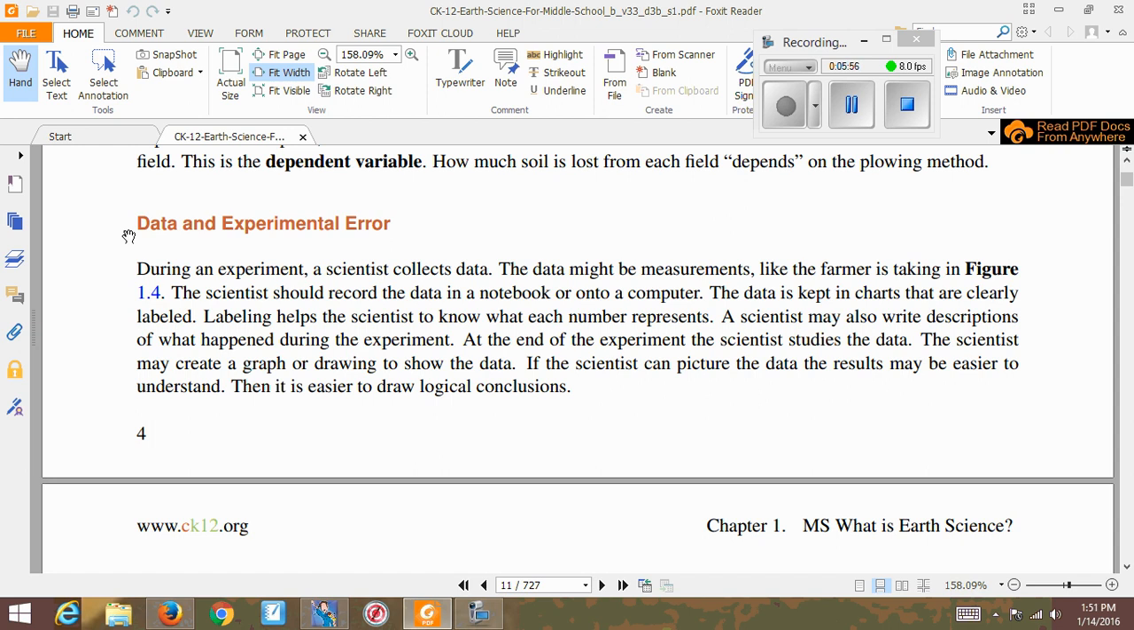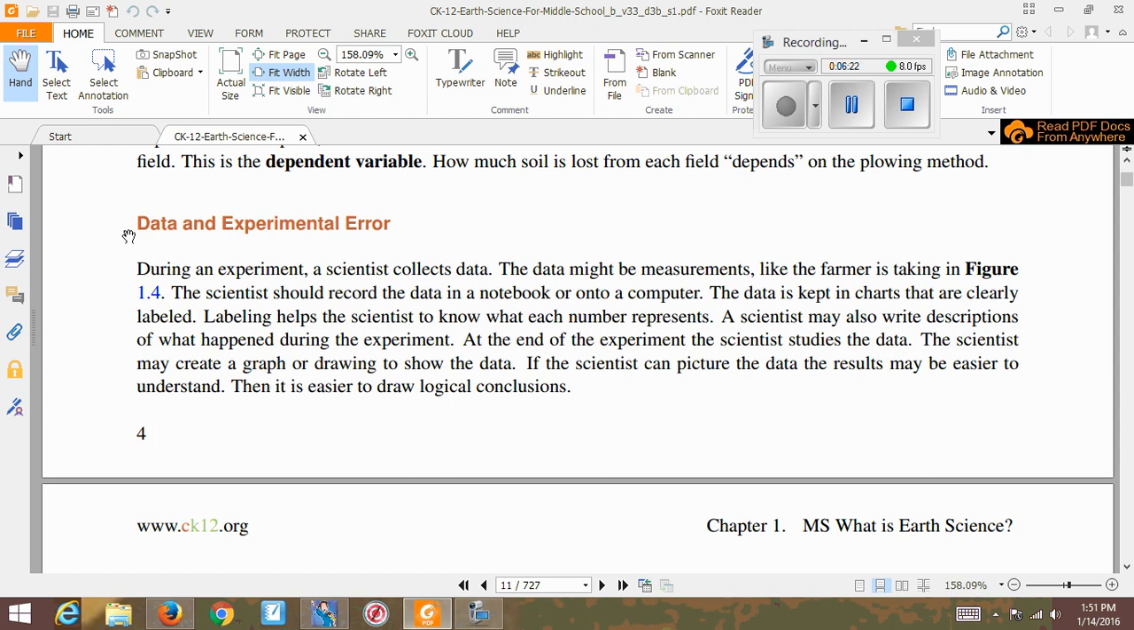Scientists may also write descriptions of what happened during the experiment. At the end of the experiment, the scientist studies the data. A scientist may create a graph or drawing to show the data. If the scientist can picture the data, the results may be easier to understand, and it is easier to draw logical conclusions.